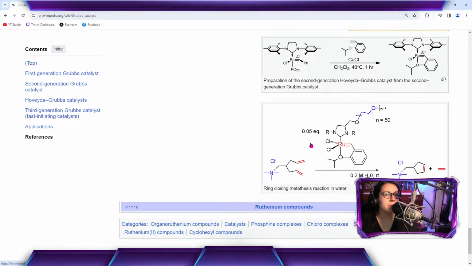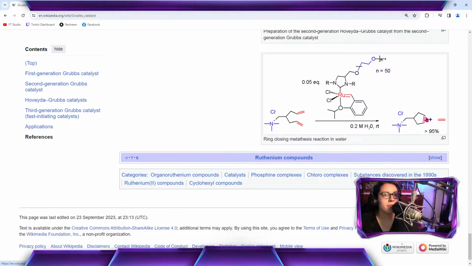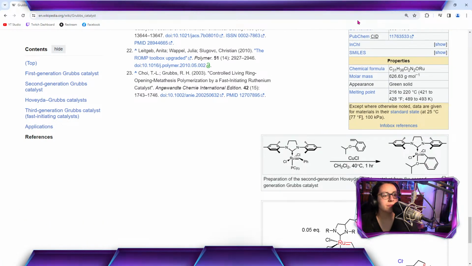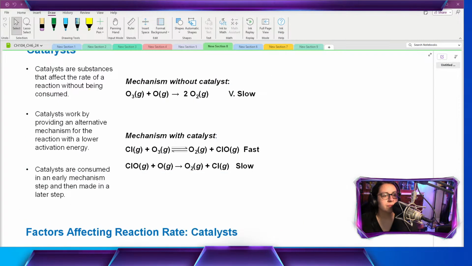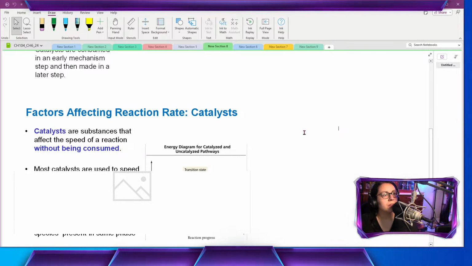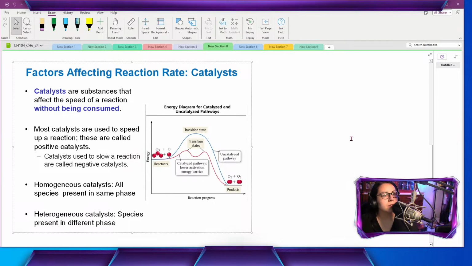I was hoping for better schemes. This is decent, showing you what's going on. So again, this splits across and then forms a new product that does not have the catalyst, and reforms your catalyst.